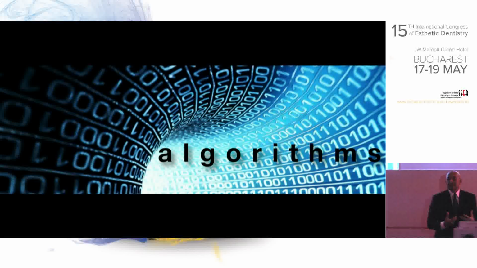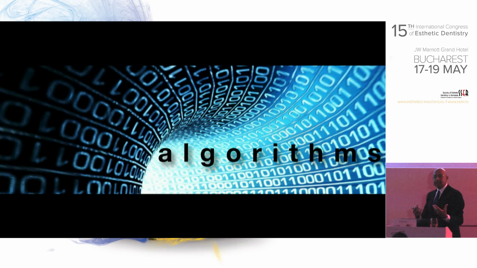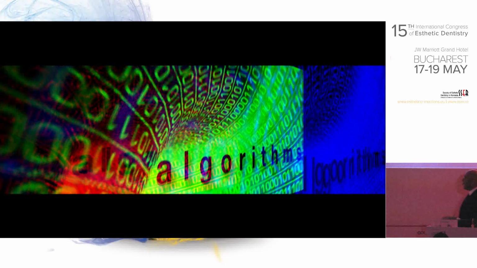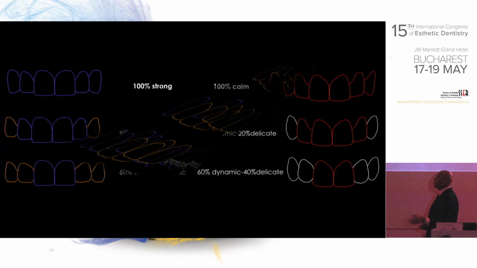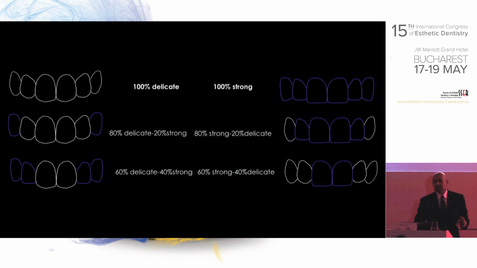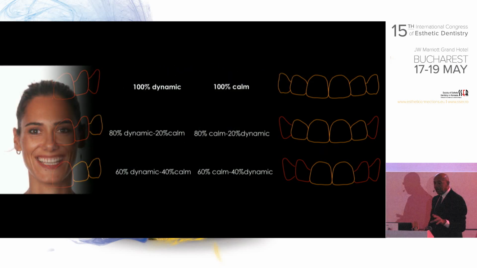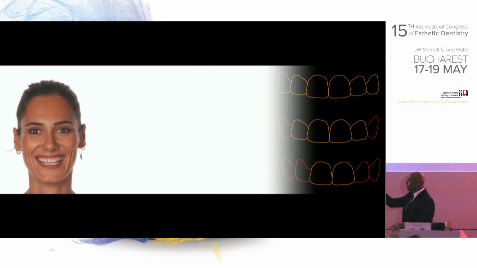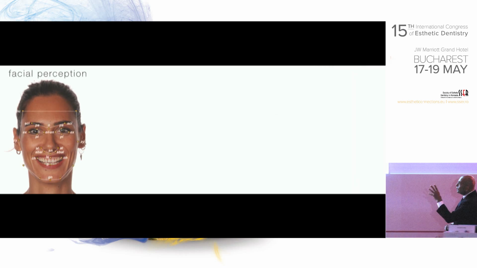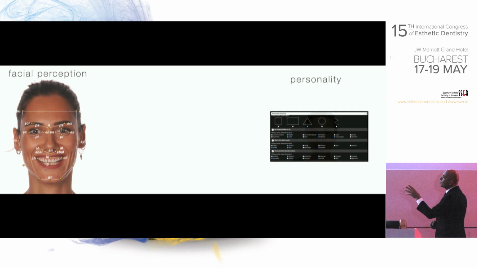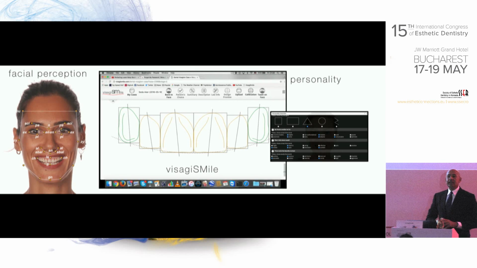But the base behind that was the recognition of the face and the personality of the patient. So throughout the algorithms, now the software can give us thousands of choices, selects the best for that patient, and finally you will have a design. And when you see the after picture of that patient, you'll see that it is dependent on the facial perception and the personality, and this is the design that the Visagist smile will give me.